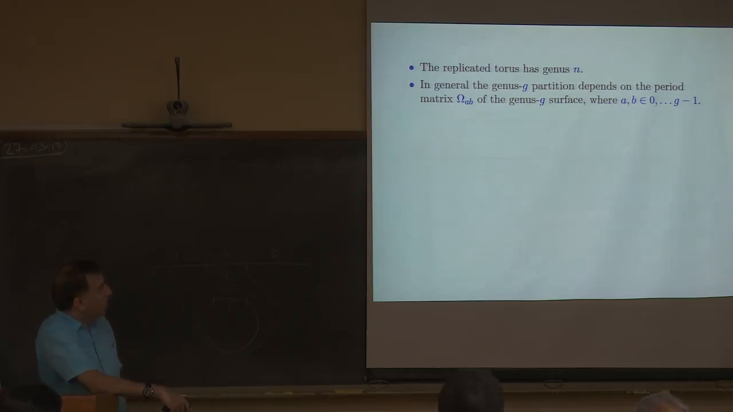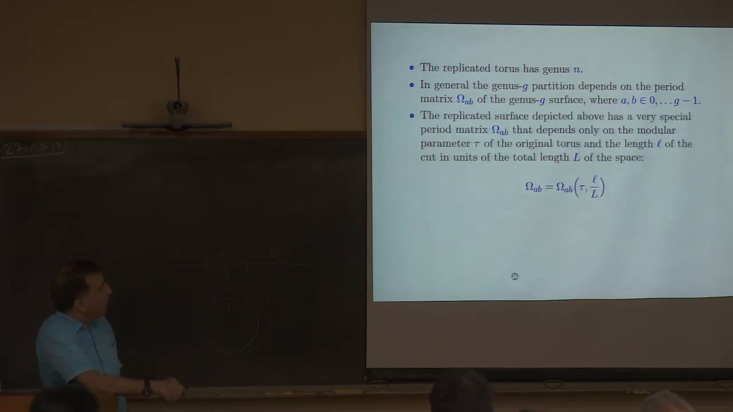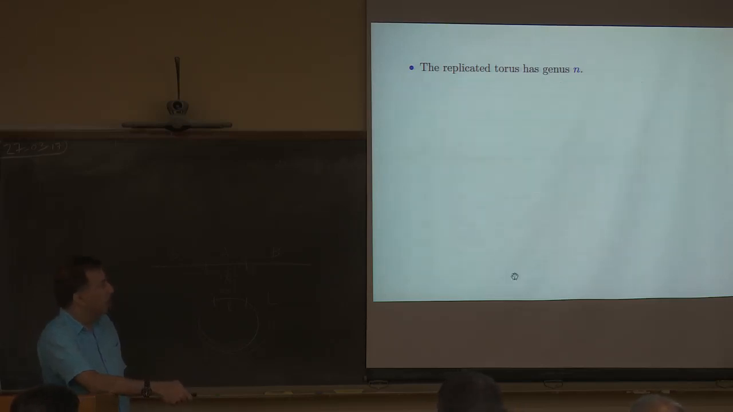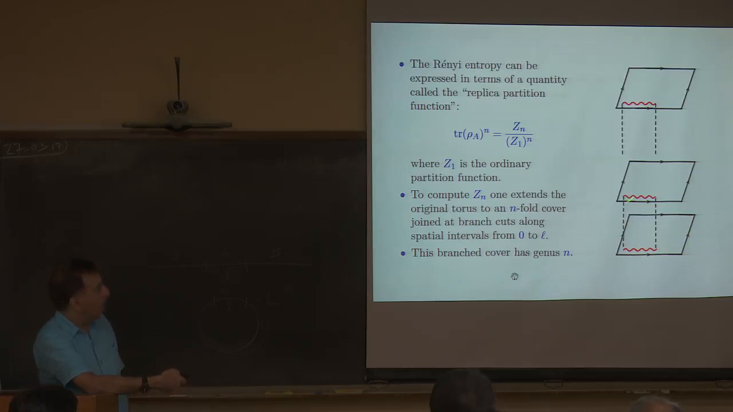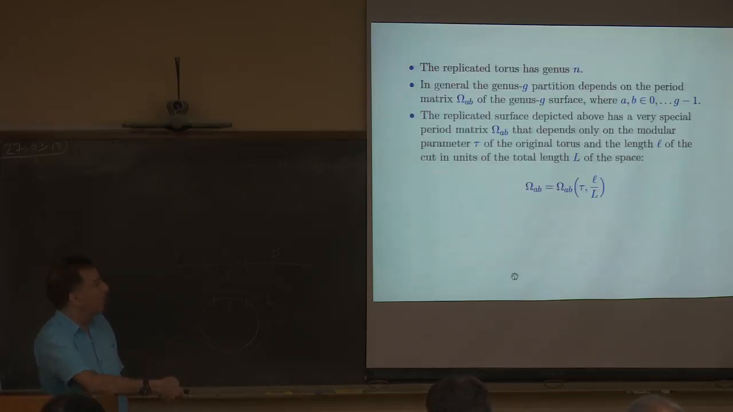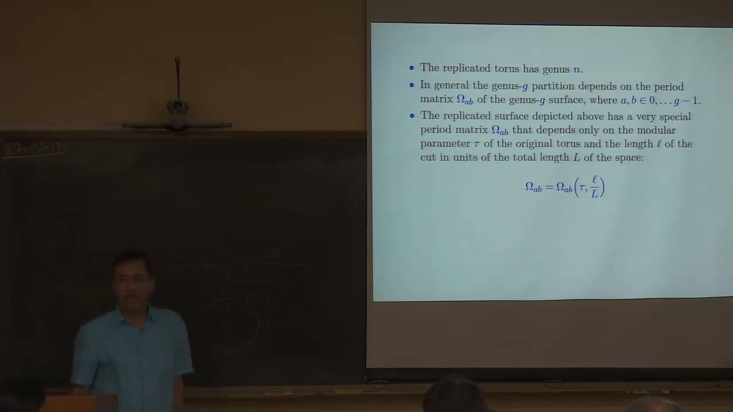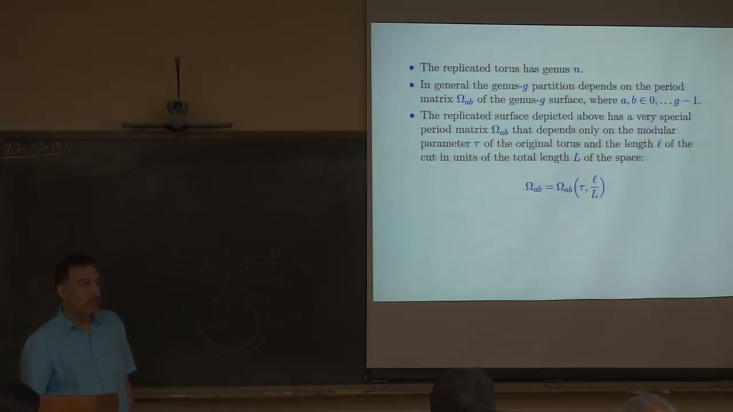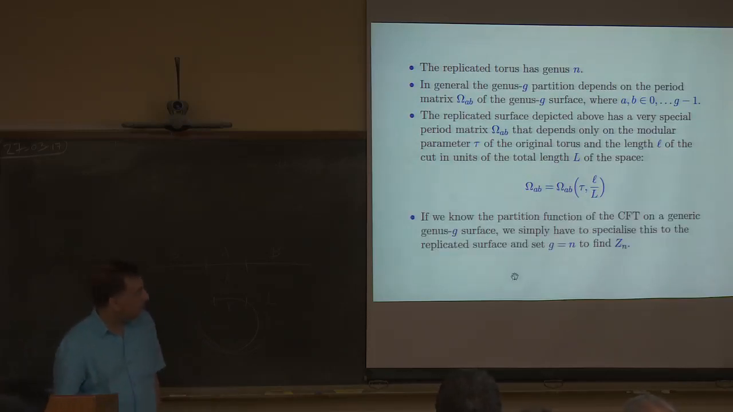But in this case, the question is, can I find the period matrix of the surface I drew as a function of the modular parameter of the original torus and the size of the entangling interval, because that's the only data that this figure contains. L is that thing, capital L, here we have scaled it to 1, so we get small l over capital L, and then each of these tori is identical and has tau, so it's actually a very symmetric genus G Riemann surface, and it has some omega which depends on these things. So supposing I know that, then I should be able to write down the partition function. And then of course the genus of the surface should be set to n, the number of replicas, and we find that.